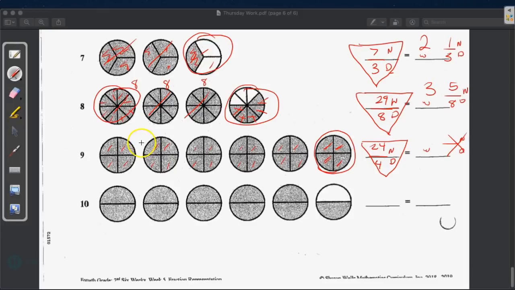Now here, your mixed number, you're not going to have a fraction because all of the pieces are shaded in. So just count your groups. 1, 2, 3, 4, 5, 6. You have 6 wholes. There it is. 6 by itself is your answer.